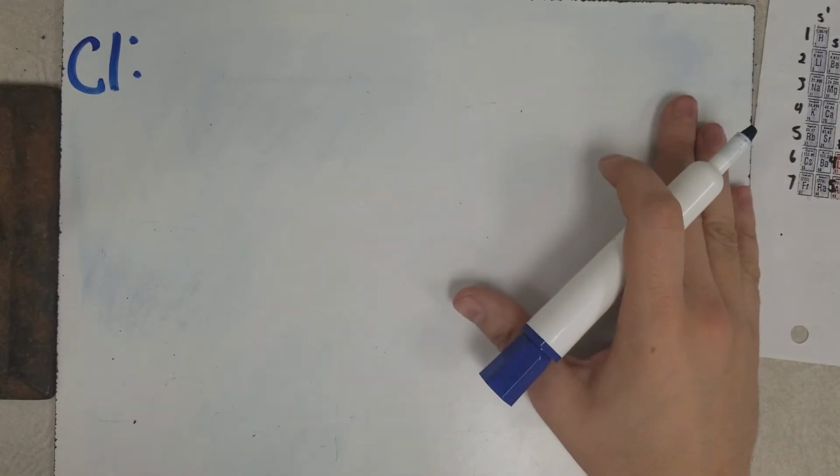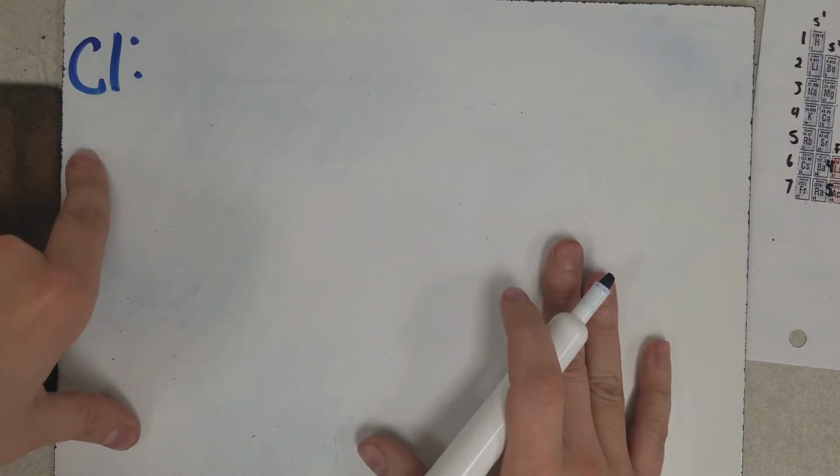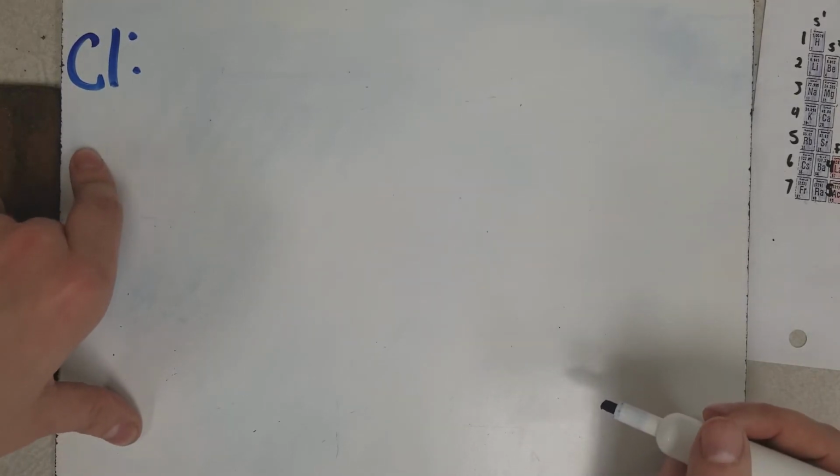In this video, I'm going to talk about the highest energy orbitals and the outermost electrons. For this one, we're going to do the example of chlorine to start off with. So the first thing we have to know is the electron configuration of chlorine.